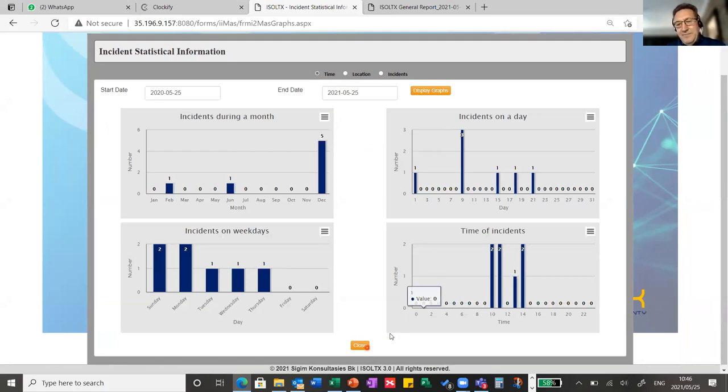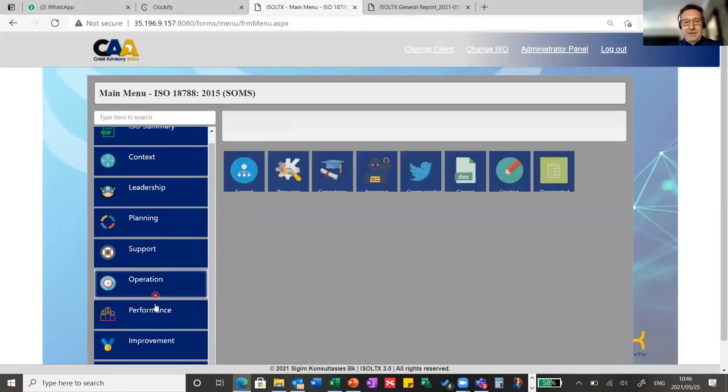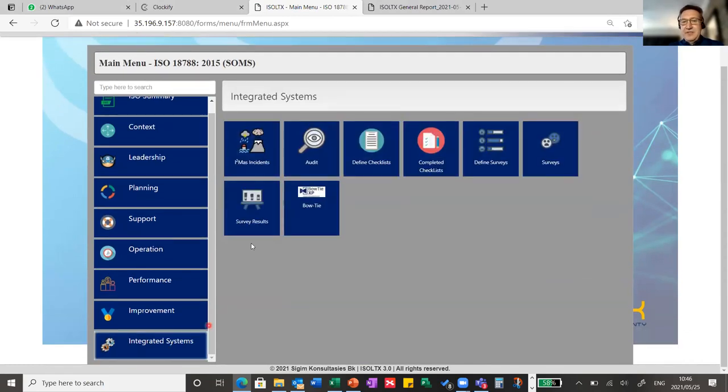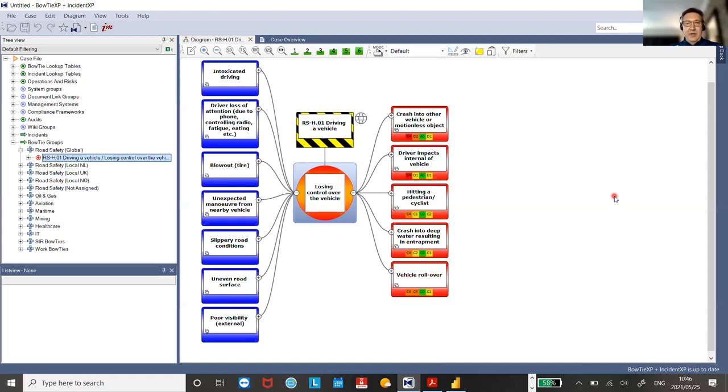Now, the biggest and nicest thing with all of this is that if you are starting to work with, I have shown you the bow tie analysis. The bow tie analysis is here with the integrated systems. There we are with the bow tie analysis. I'm just going to open it quickly here for you. And I want to show you how fantastic this is. Now, this is the best and foremost and world-leading bow tie methodology that you can have globally.